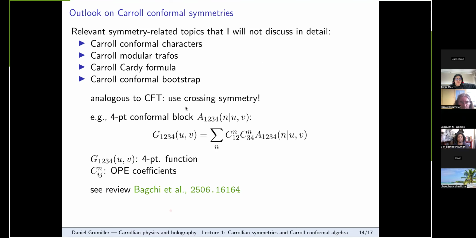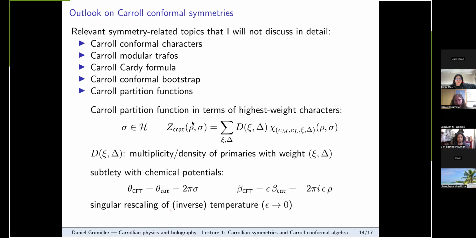Sorry, where was the partition function? Here. So the partition function is a sum over primaries, and that can be very complicated. But there are certain limits where this whole sum is dominated by a single term. And if that's the case, well, your partition function obviously simplifies. You have to take into account only one character.